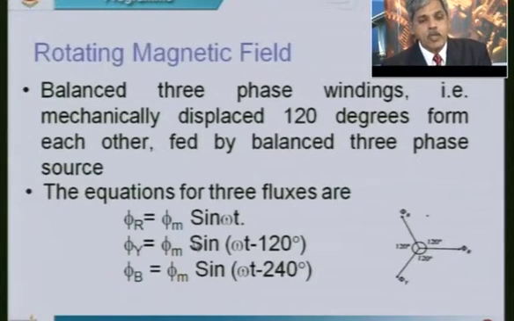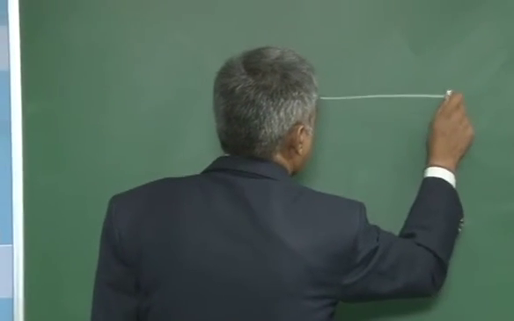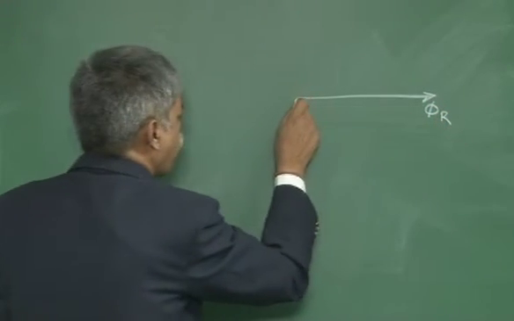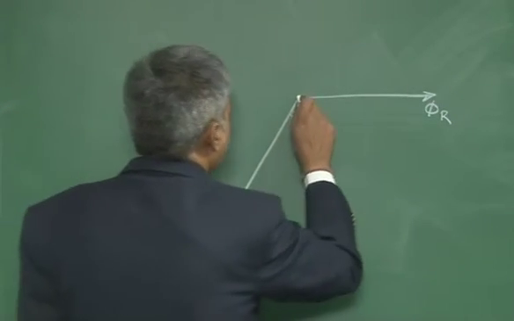So the three fluxes, with RMS values phi r, phi y and phi b, are represented like this. I am taking phi r as a reference, so phi y will be lagging behind by 120 degrees, and phi b will be lagging behind by 240 degrees. So all induction motor stators, whether squirrel cage or slip ring, will have these as the expressions for the three fluxes produced by the stator winding. Now if I see here, I have a flux of phi r like this, a flux of phi y at the spacing of 120 degrees, this is phi y, and I have a flux of phi b.